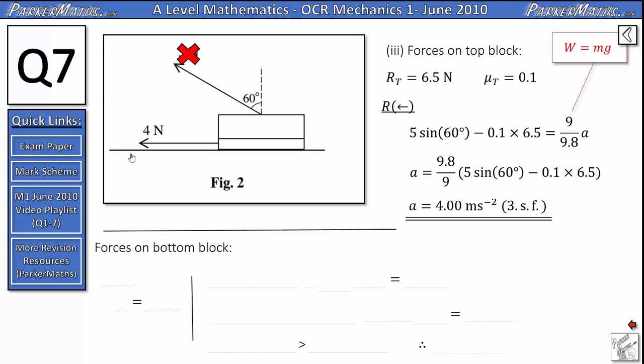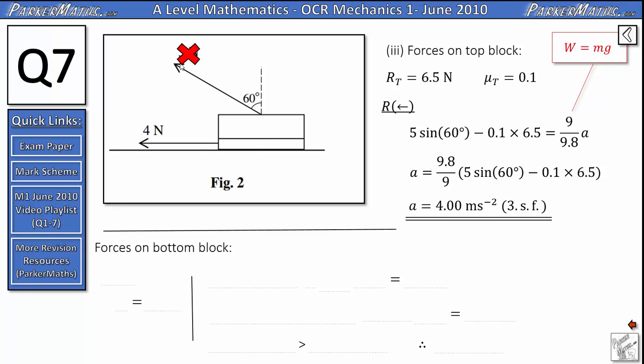So now we're looking at just the forces acting on the bottom block. We can ignore this 5 Newton force up here. So we've got 4 newtons pulling to the left. We've got a weight force of 3 newtons acting down from this block. But as there is a 6.5 Newton force acting upwards on the top block, there must be an equal and opposite force acting downwards on the bottom block here of 6.5 newtons as well. And if you think about it, without this 5 Newton force, there would be a force of 9 newtons pushing down on this from the weight.